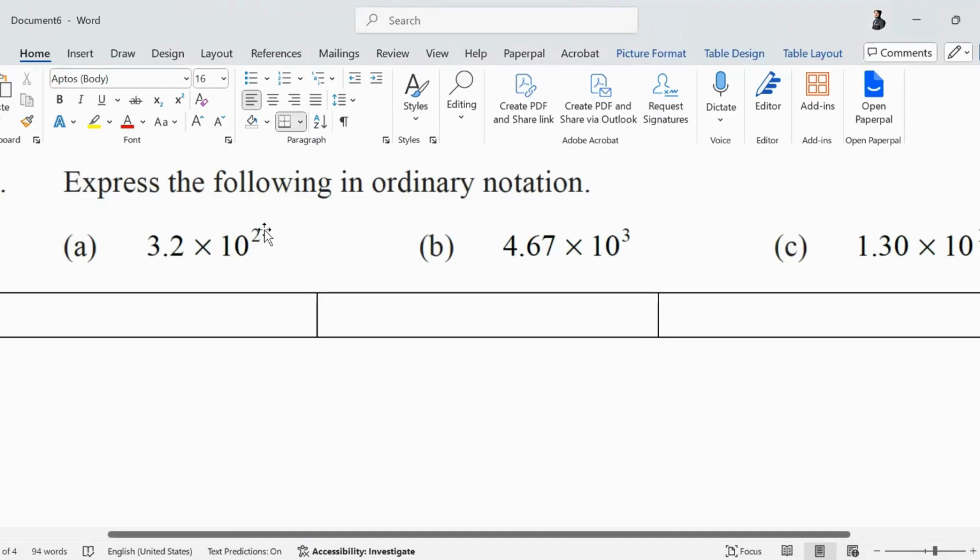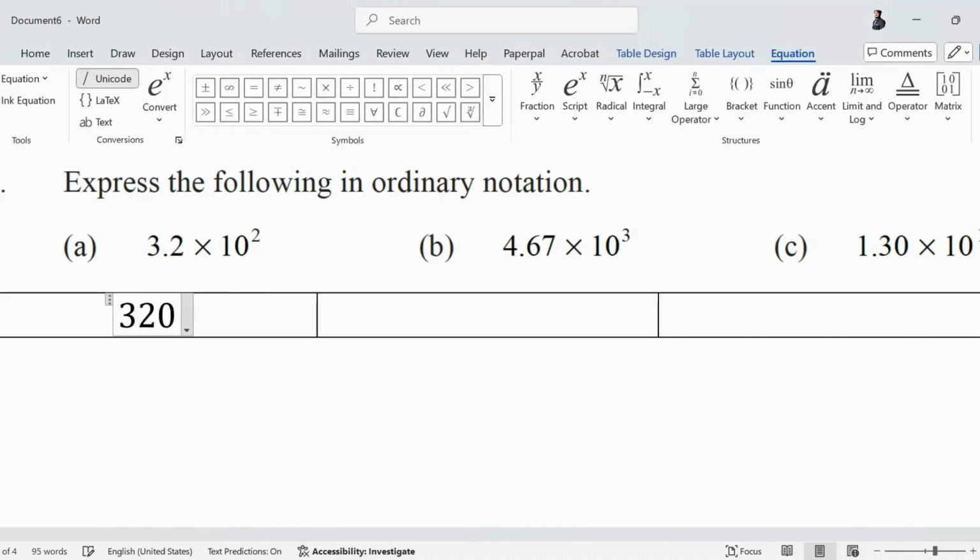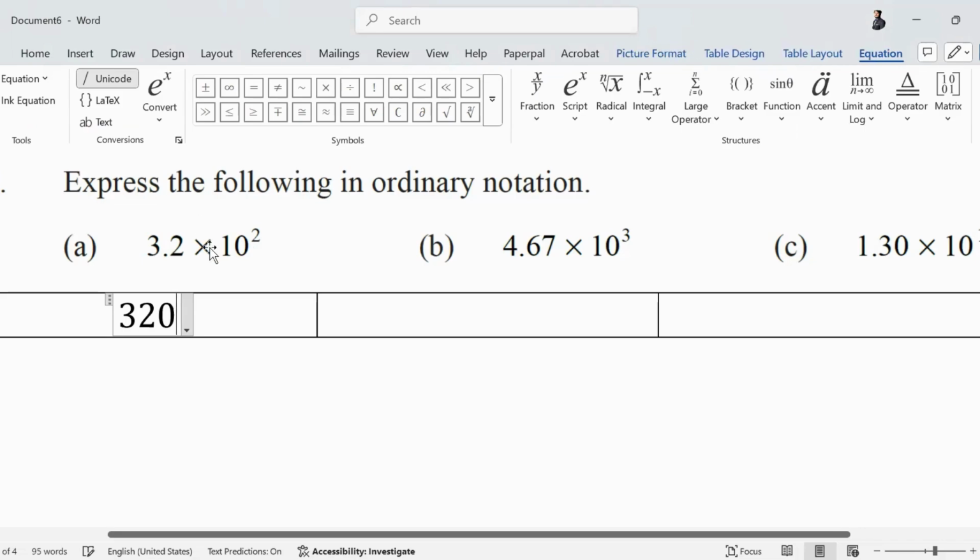This means 100. If we multiply with positive exponents, we will have to move the decimal to the right. Positive exponent से multiply करके we'll move the decimal to the right. So what is this value then? 320. दो decimal right पे move करोगे. Right now the decimal is over here. One decimal and then another decimal, so you'll end up getting 320.